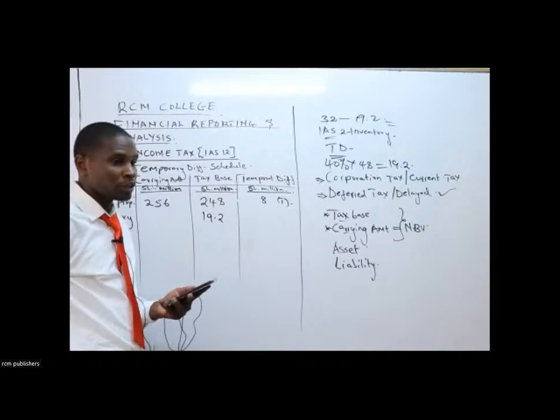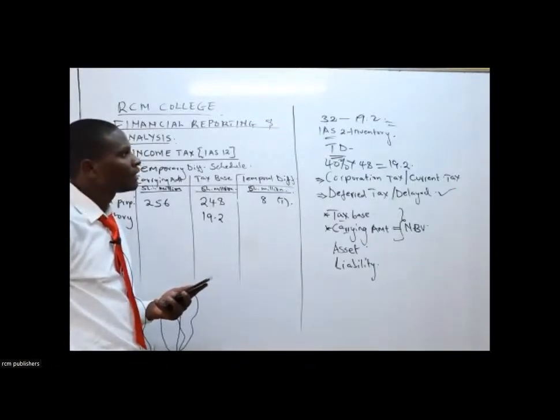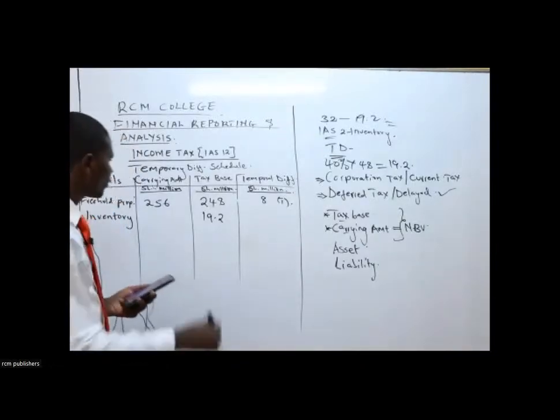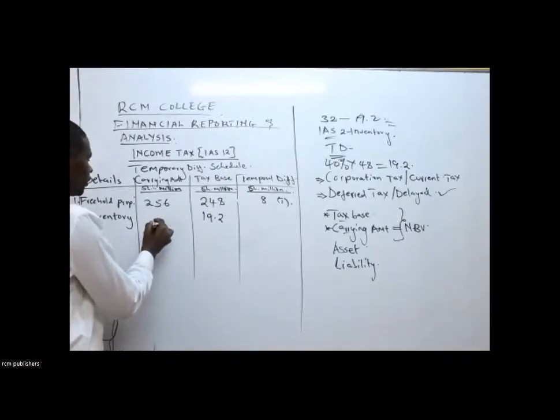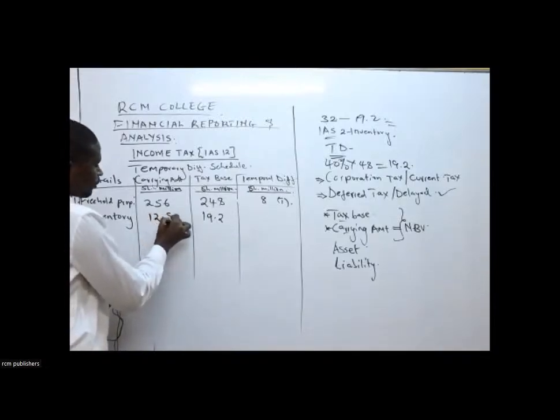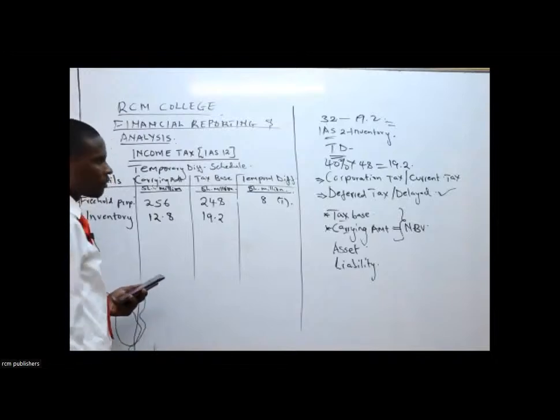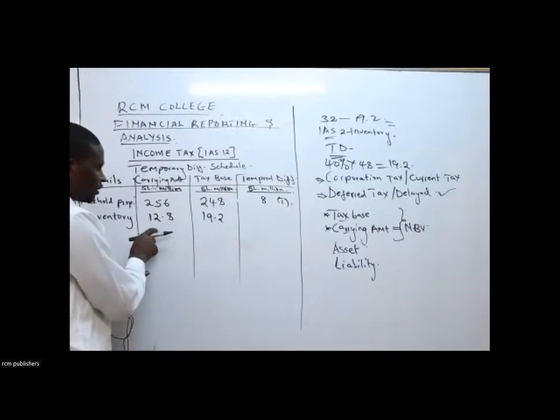19.2. Yes, 32 minus 19.2. So the carrying amount in this case will be 12.8. That is the carrying amount of our inventory.